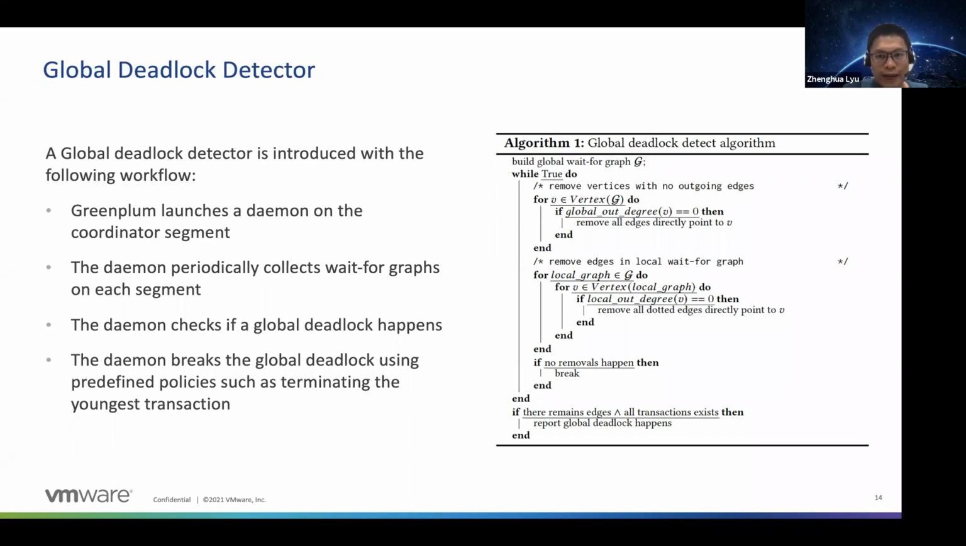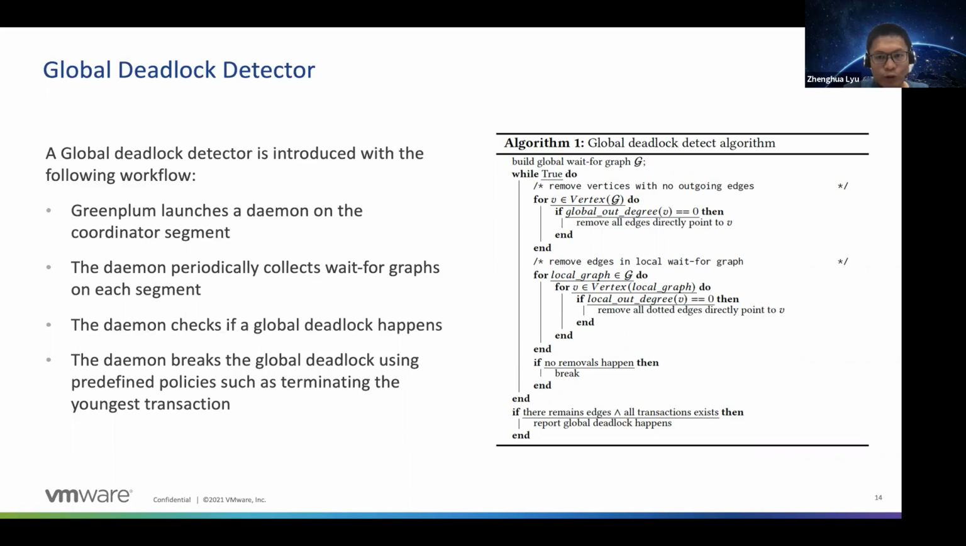Now let's go through the algorithm. The algorithm begins after we collect all the wait-for graphs from each segment. Then we have a global wait-for graph on the daemon on the coordinator.